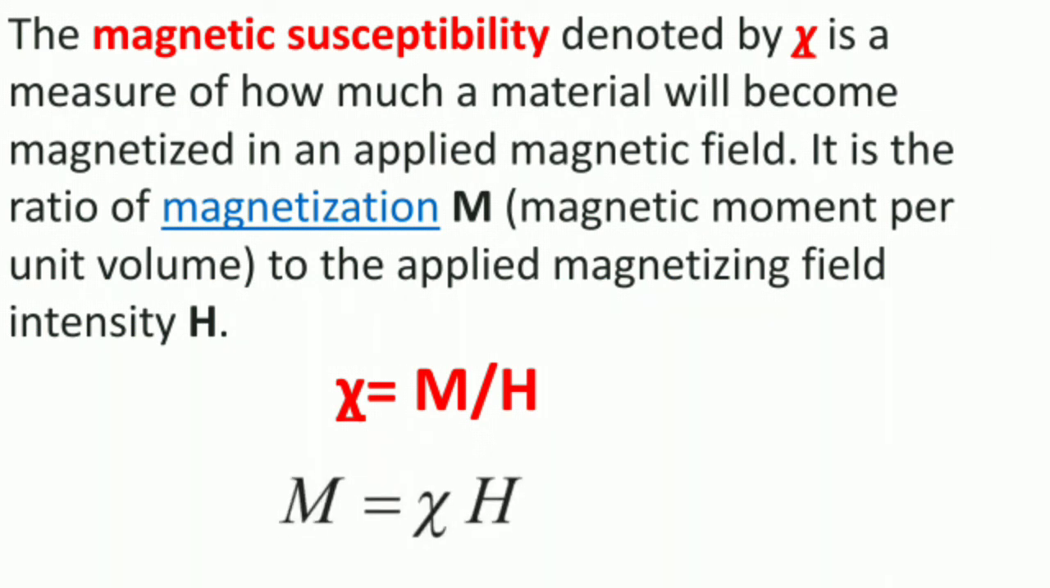In the last video lecture we concluded one formula, that was M is equal to chi H, because it is found that the magnetization is directly proportional to the magnetizing field intensity H. To remove the proportionality sign, we have to take some constant, and that constant was nothing but chi.